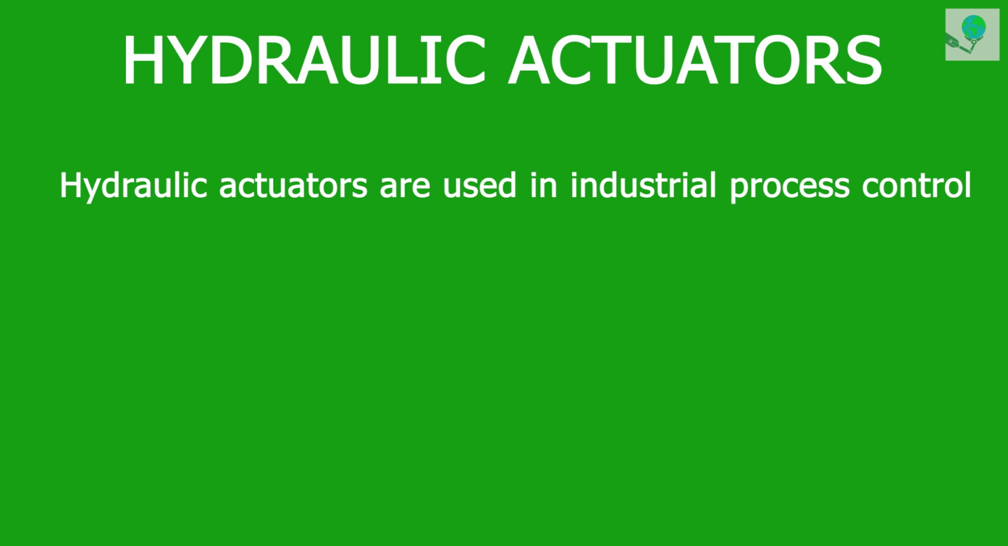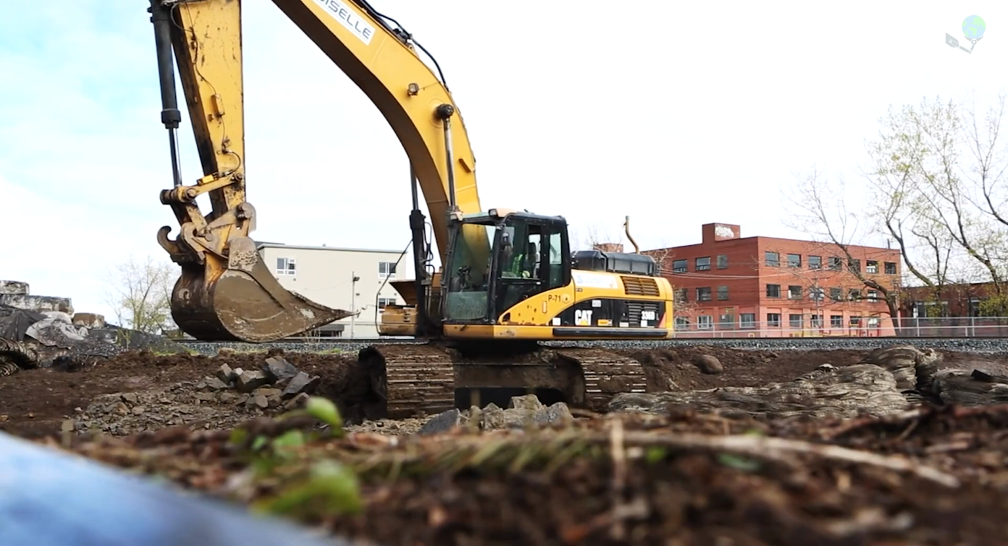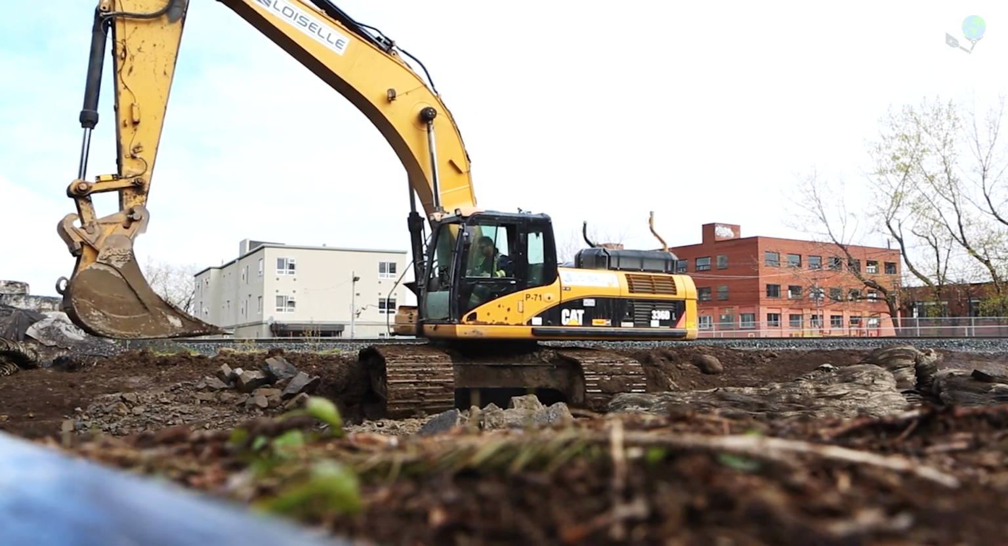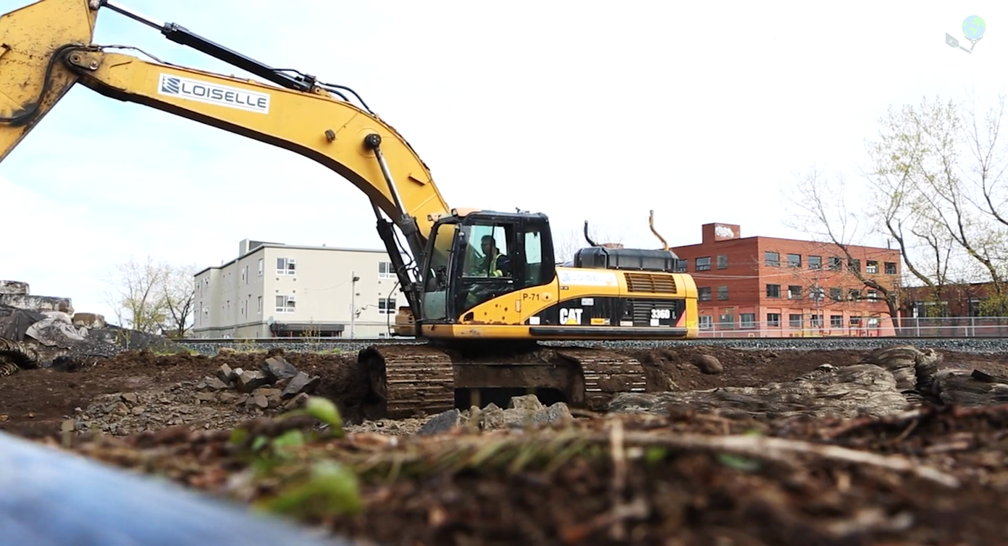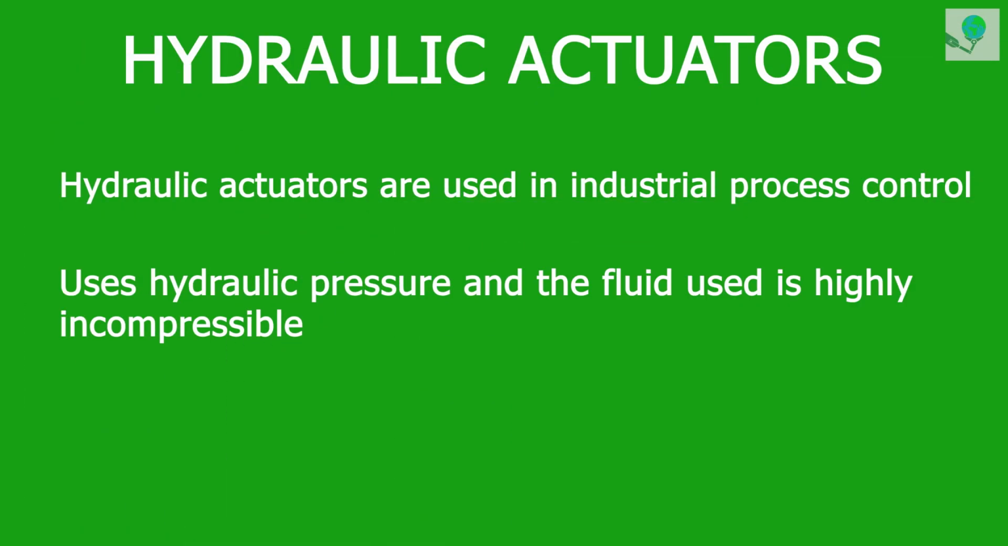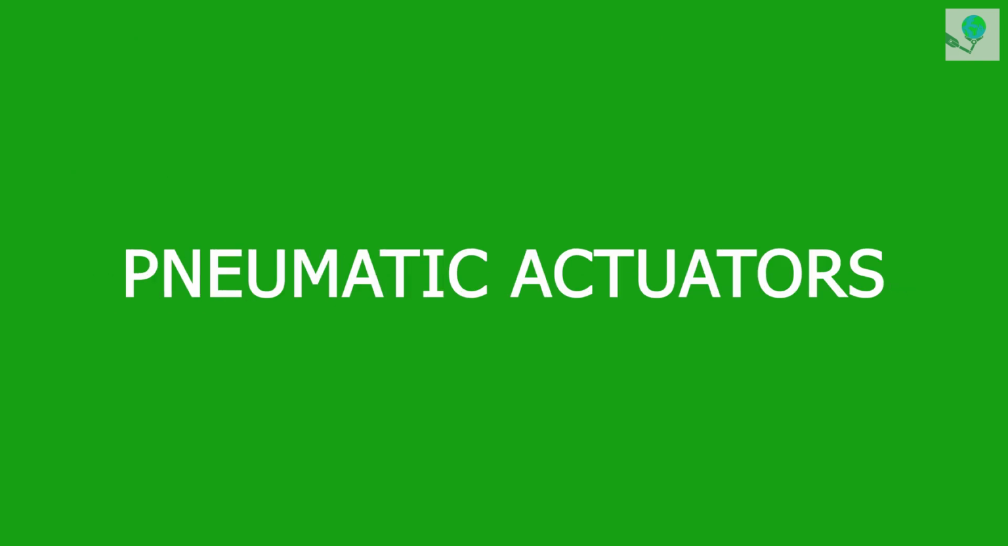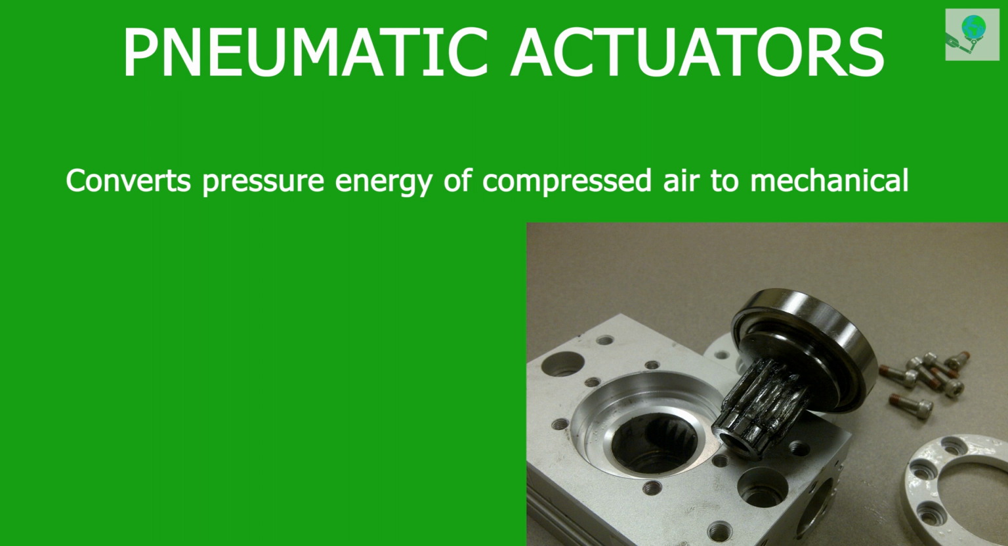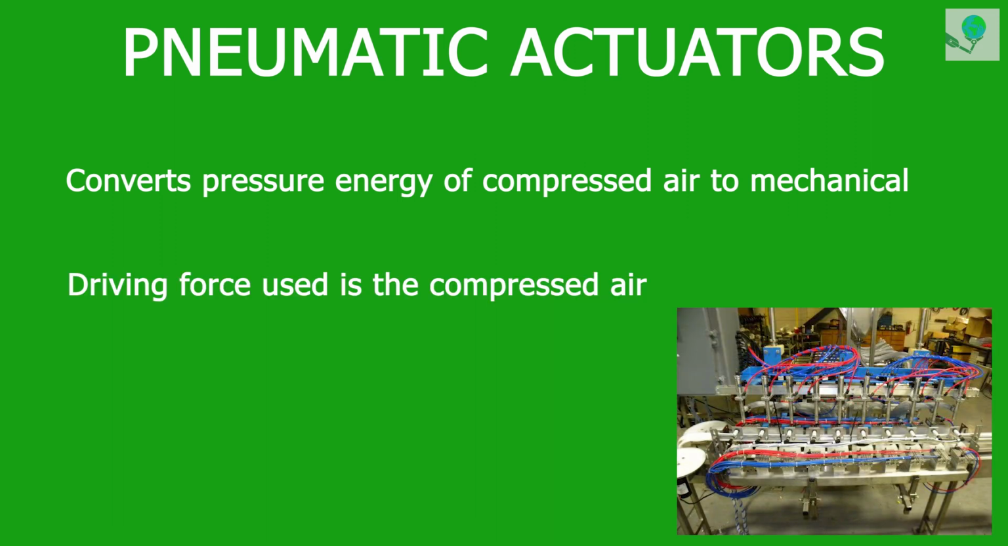Hydraulic actuators. Hydraulic actuators are used in industrial process control. They use hydraulic pressure to drive an output system, and the fluid used in hydraulic actuators is highly incompressible so that the pressure applied can be transmitted constantly to the device attached to it. Pneumatic actuators. Pneumatic actuators are devices for converting the pressure energy of compressed air into mechanical energy to perform useful work. When you compare it to hydraulic actuators, here the driving force used is compressed air.